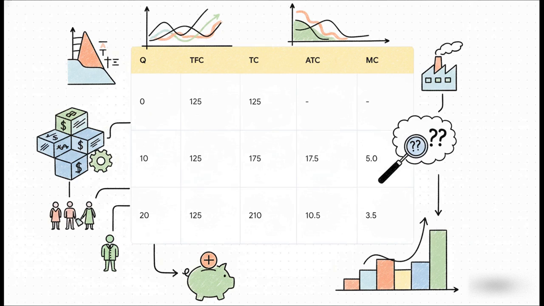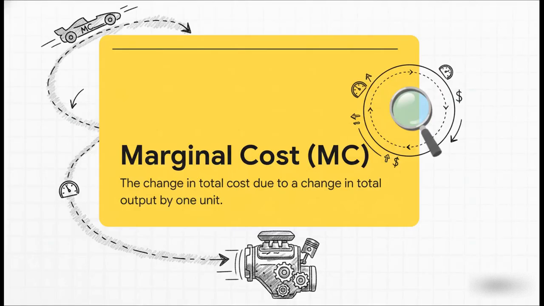Okay, before we see the dance, let's look at the sheet music. This table just shows a firm's costs at different levels of production, or Q. Notice how the total fixed cost, TFC, is just stuck at 125 no matter what. But as output goes up, the total variable cost, TVC, starts to climb. And from this raw data, we can calculate all the averages, and more importantly, we can calculate the star of the show. And that star, the main driver of everything, is marginal cost.